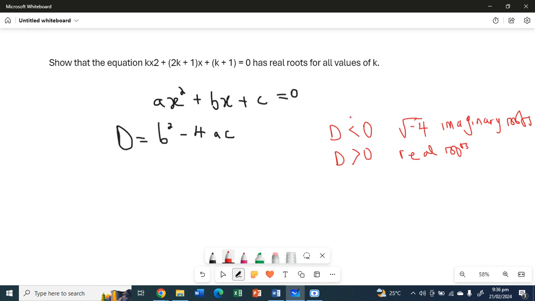Yes, so from this quadratic equation, if we put the given equation in the format of the quadratic equation, our a is going to equal k, as you can see, kx squared, here ax squared. Then you have bx here, so b is going to equal 2k plus 1, as you can see, it's (2k plus 1)x. Then our c is k plus 1.